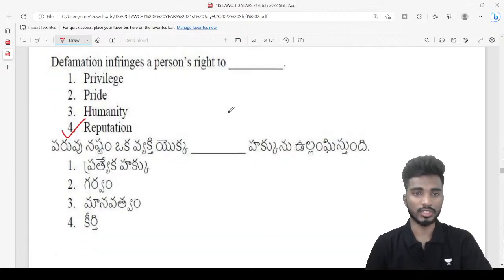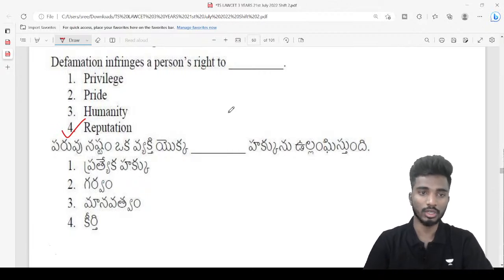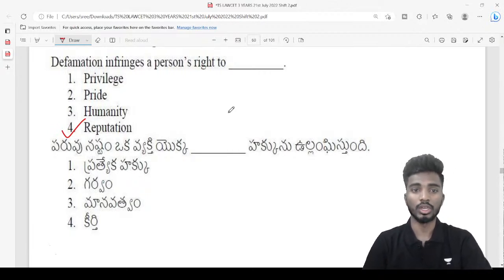Defamation is actually a tort. You can sue for defamation in both civil and criminal wrongs. If you want compensation, you will file a civil defamation suit. If you want to send the person to jail, you will file a criminal defamation suit. If you want both, you can file both as well.